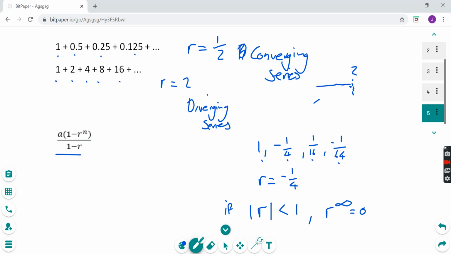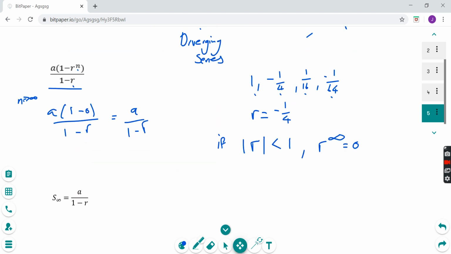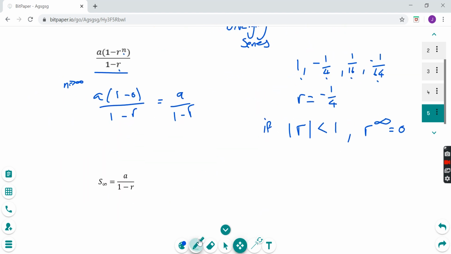And we can use that in this formula here. So we're going to replace where it says r to the n, because n is really approaching an infinite number. So 1 minus 0 over 1 minus r. That's r to the n, so they're not the same. 1 minus 0 is just 1. So this is my formula for finding the sum of an infinite series. And that's where this one comes from here.